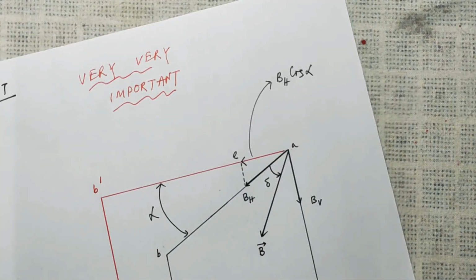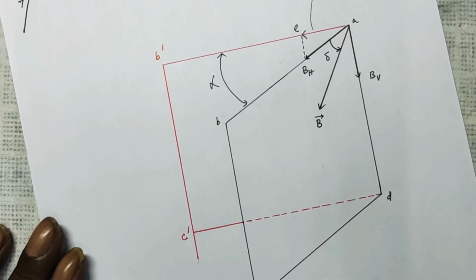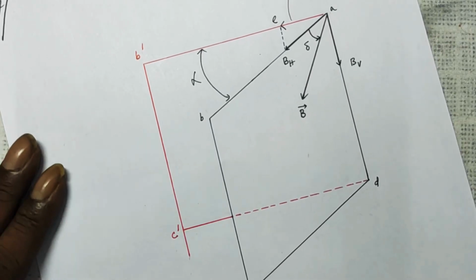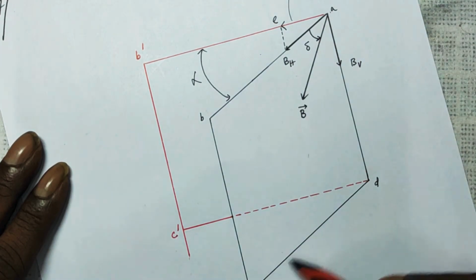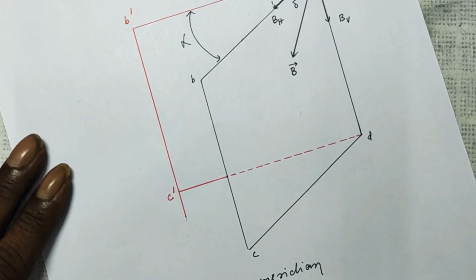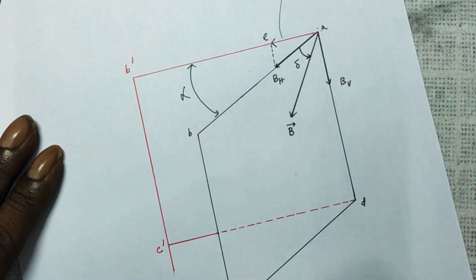Now there is another very, very important point. In fact, I will explain the theory part of it, then I will go to the numerical. Look at this: small a, small b, small c, small d. This is your magnetic meridian, and your ABCD is your magnetic meridian. Small a, small b, small c, small d.